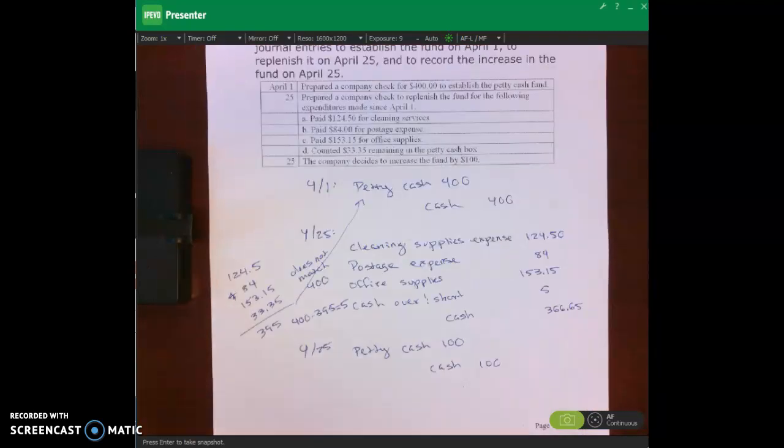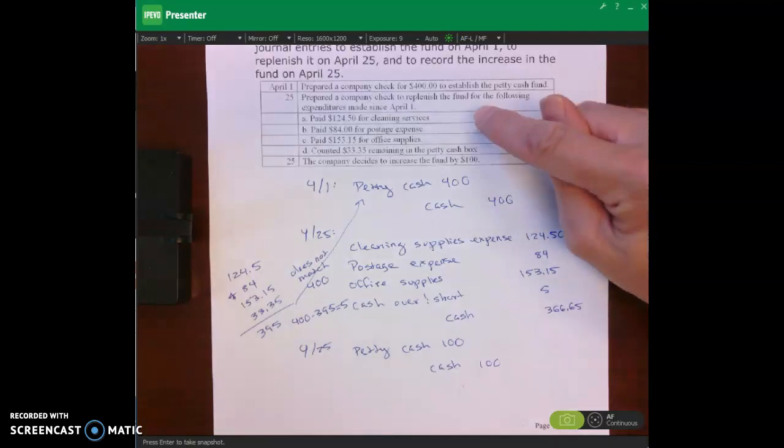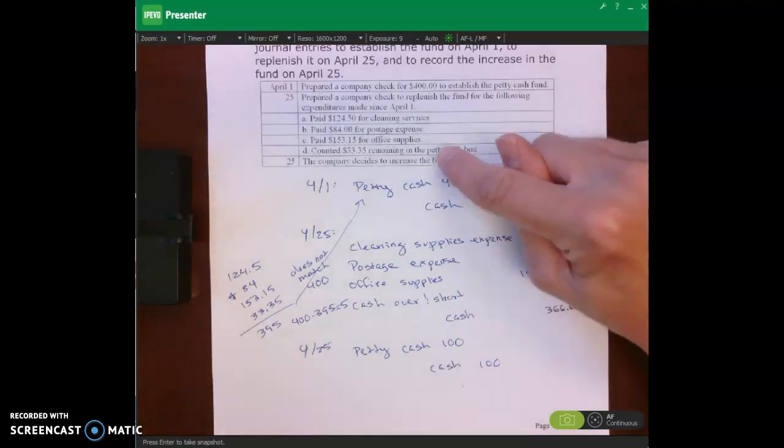Hello and welcome back. So let's look at this problem. So in the first one, we established our petty cash fund for $400. Debit petty cash 400, credit cash, and it says we paid on the 25th, paid $124.50 cleaning, 84 postage, and then $153.15 for office supplies. And we had this remaining.